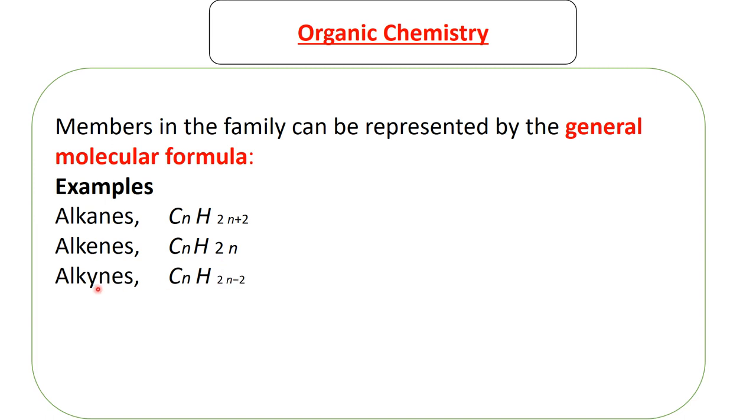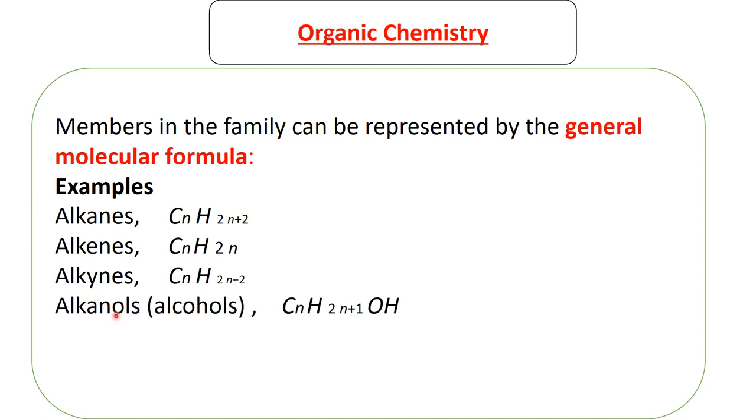The next are alkynes. The general formula for alkynes is CnH2n-2. Meaning that if we have 6 carbon atoms here, for example, we're going to have 2n minus 2, so 2 times 6 minus 2. 2 times 6 is 12, minus 2 is 10. So if we have 6 carbon atoms here, we're going to have 10 hydrogen atoms.